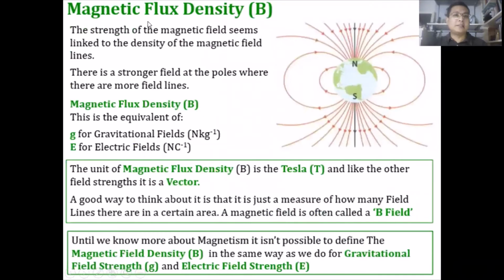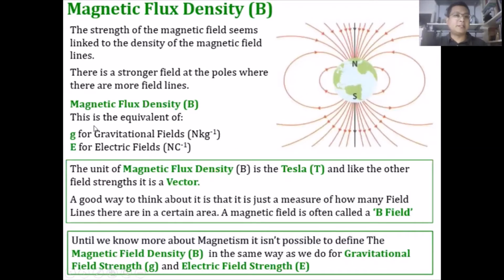Magnetic flux density, or we call it by the notation B, is the strength of the magnetic field, which relates to the density of the magnetic field lines. There is a stronger field at the poles, where there are more field lines. So we can describe the magnetic flux density around the north and south. The density means the power of the magnet itself.